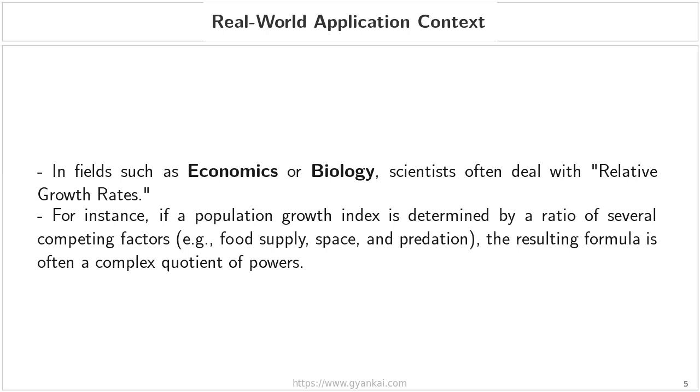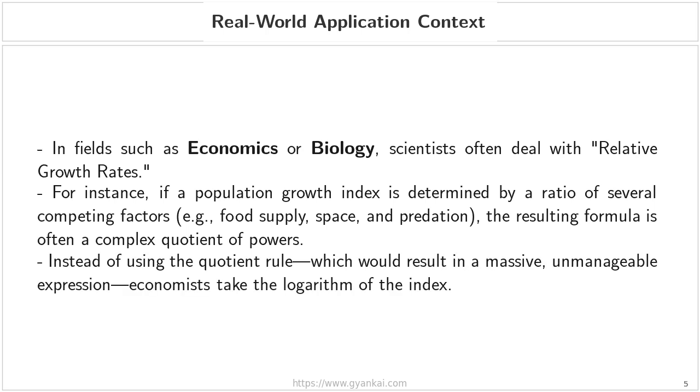This index is often determined by a ratio of several competing factors. For instance, the available food supply, the amount of physical space, and the level of predation. Because these variables interact in complex ways, the resulting mathematical formula is typically a complex quotient of powers, very similar to the expression we just differentiated in the previous slide.